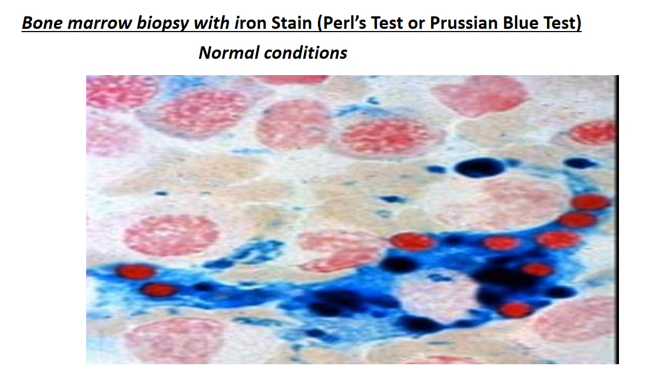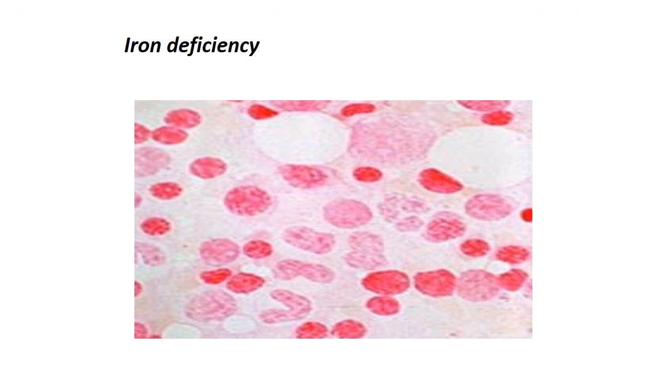So, when commenting on the iron stain, you must comment on the status of iron in macrophages, the number of sideroblasts, the number of hemosiderin granules inside them, the size of the granules, and their distribution within the cell. Then, we will give examples for this.